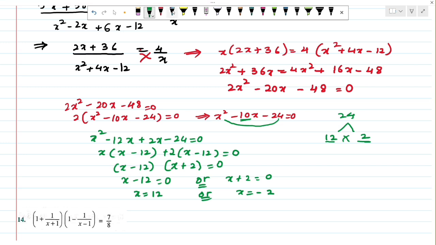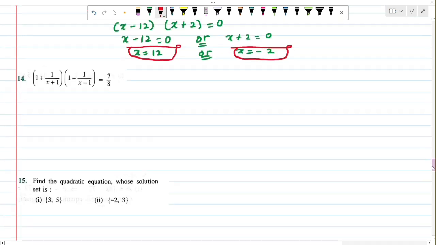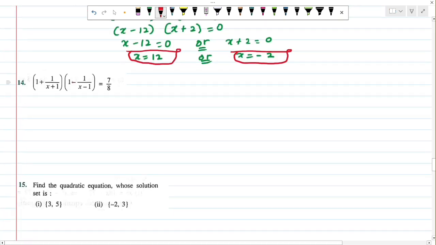So these two are the answers for the 13th question. So x is equal to 12 and x is equal to minus 2. I hope this is clear for everyone. So next we will move to the 14th question. That is, we will write the question here.